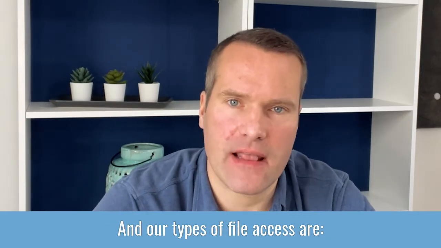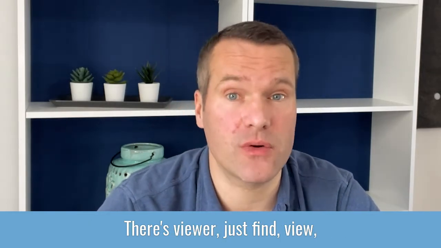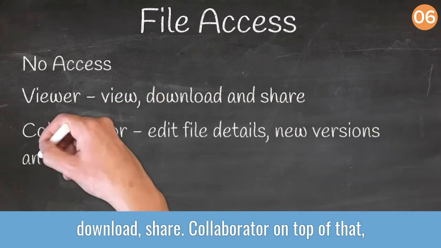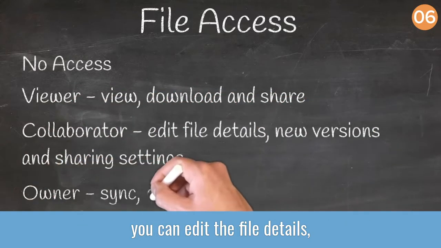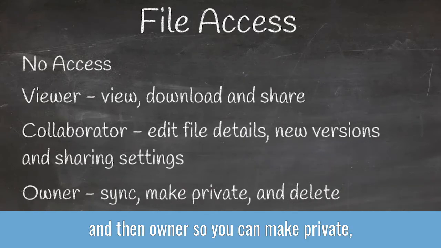And our types of file access are: there's no access, so you can't find or view. There's viewer, which is just find, view, download, share. Collaborator, on top of that, you can edit the file details, new versions, change the sharing settings. And then owner, so you can make private, you can delete.